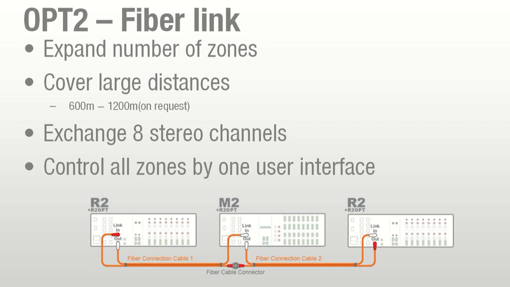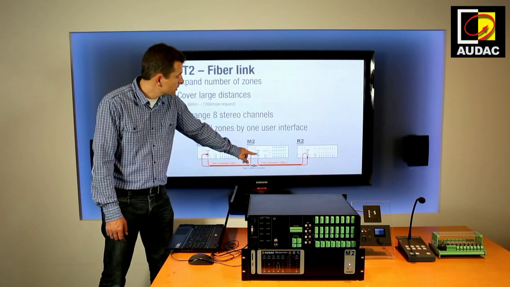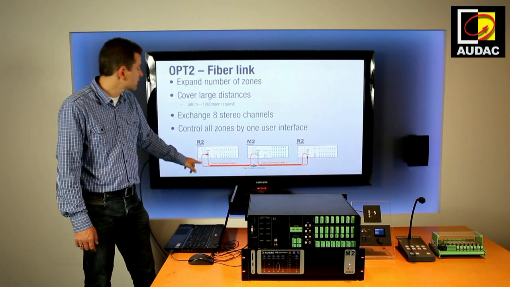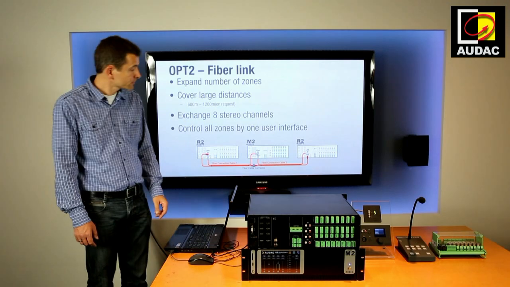A small example, R2, M2, R2. You can see it's a closed link. I go from output from R2 number 1 to this input. This output goes to this input and this output back to the first one. So it's a closed link.